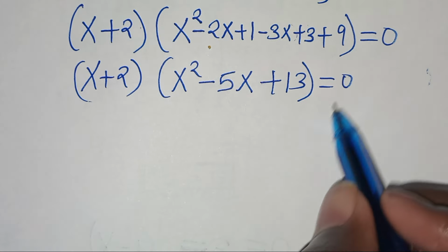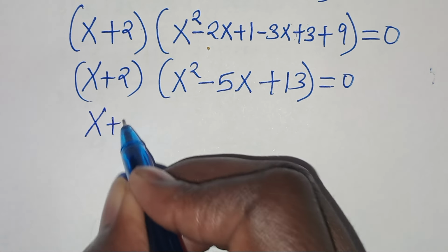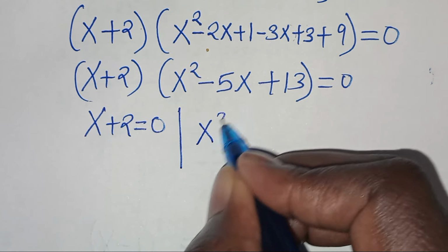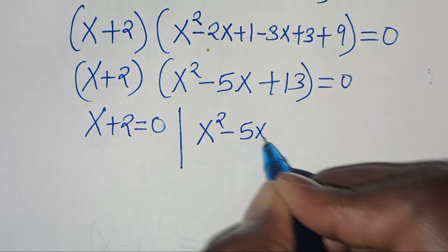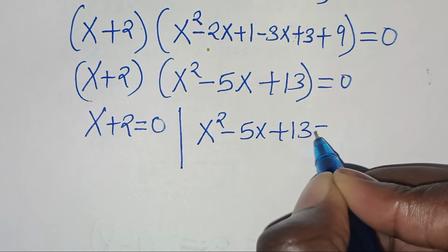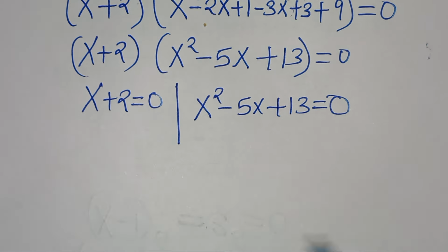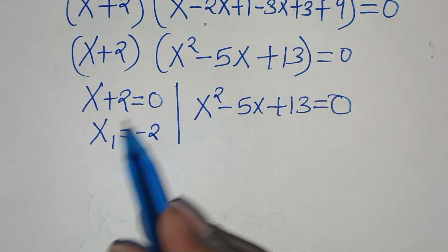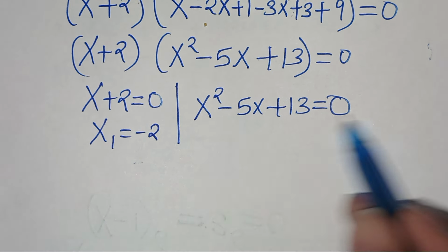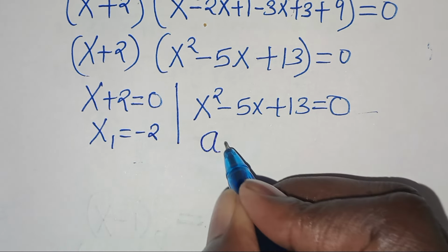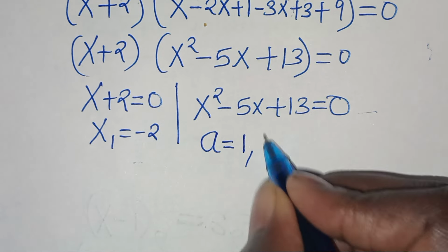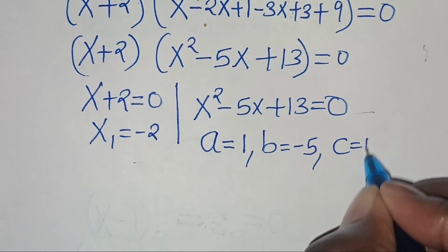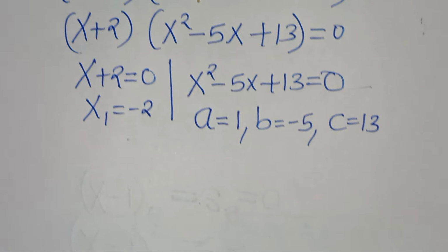Now we have got two parts here. We have x + 2 = 0, then we have x^2 - 5x + 13 = 0. So we have x1 = -2. This is a real solution here. The second part here is a quadratic equation where we have a = 1, b = -5, and c = 13.